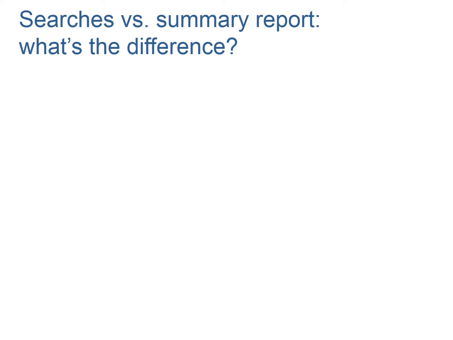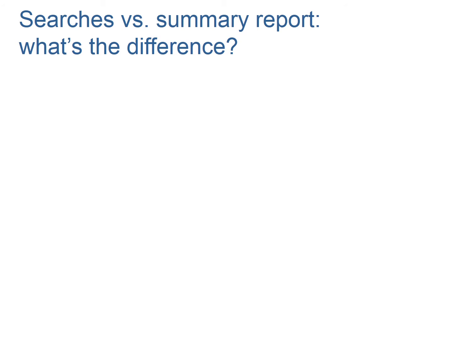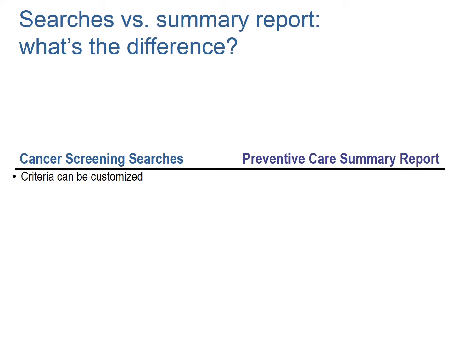Now we do want to caution you around using this tool. Because the report works similar to searches, some people think that they can just run the report instead of doing cancer screening searches on their own. However, there are some key differences between the cancer screening searches that we have recommended and the Preventive Care Summary Report. First, your searches can be customized.